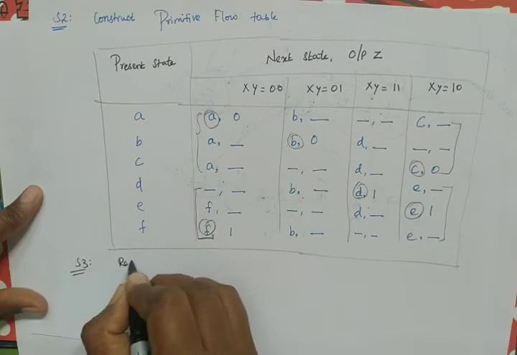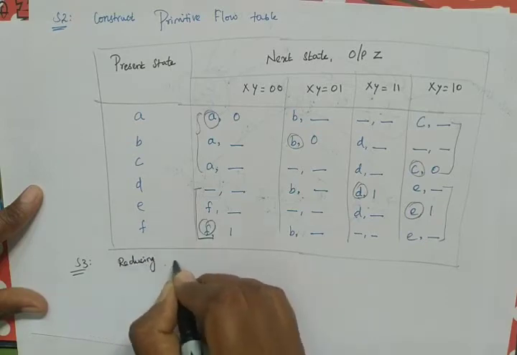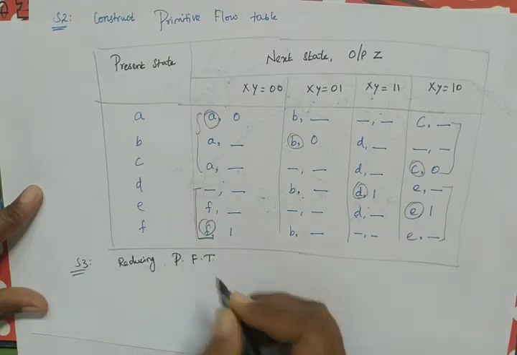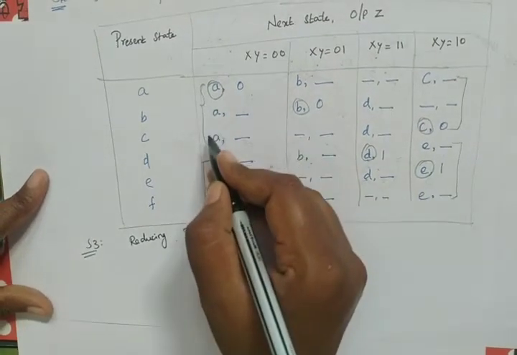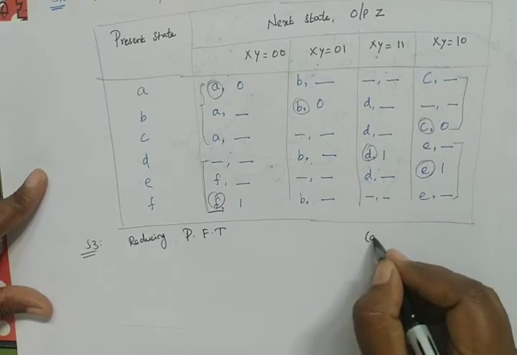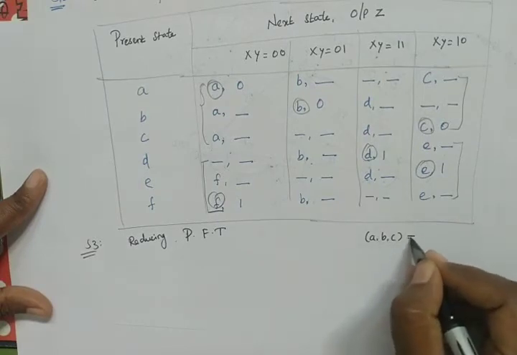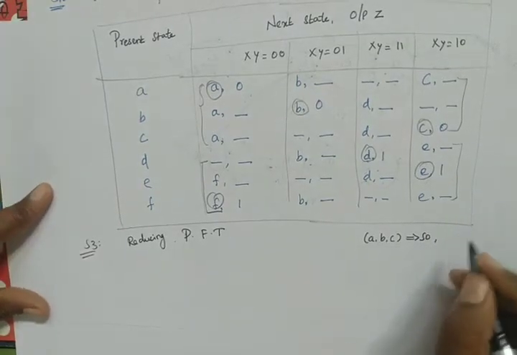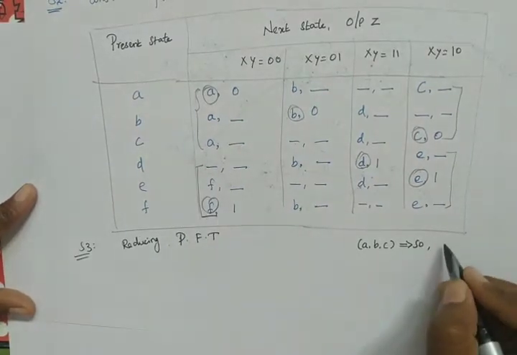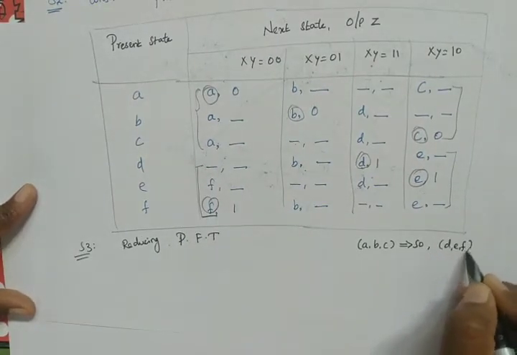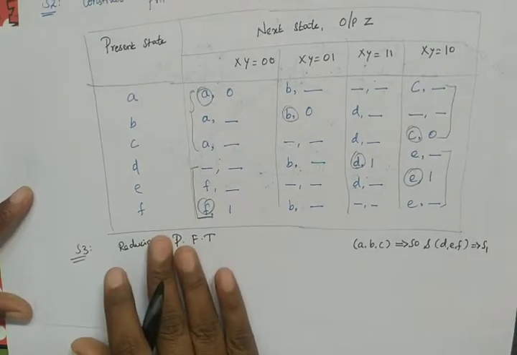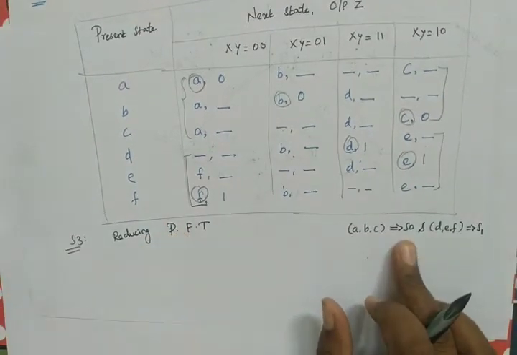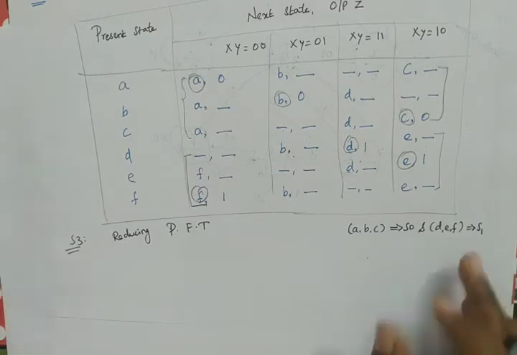So how are we reducing the primitive flow table? Since we have taken these three as common, we can write this A, B, C as S0. Then these three, D, E, F, we can take as S1. So we can take A, B, C as S0 present state and D, E, F as S1 present state.